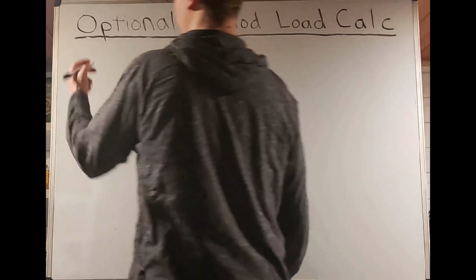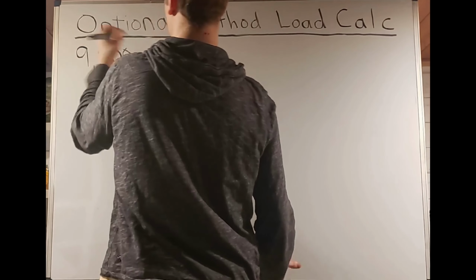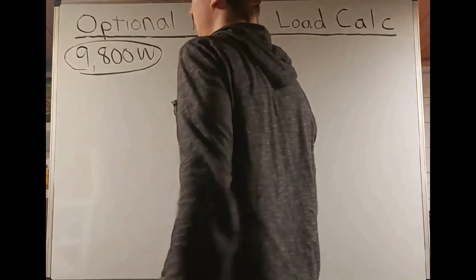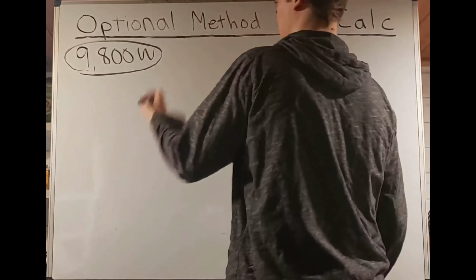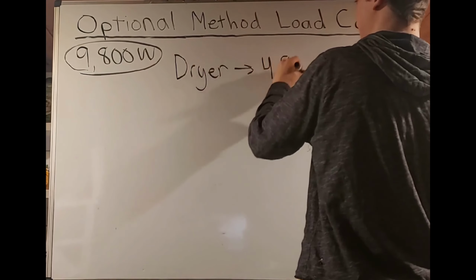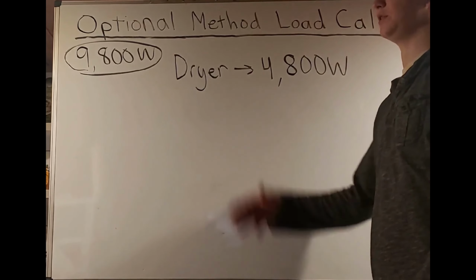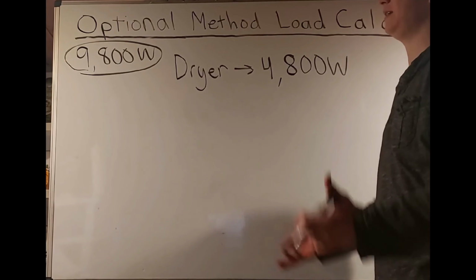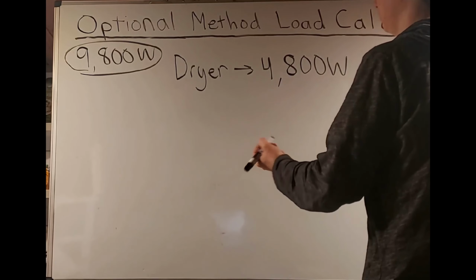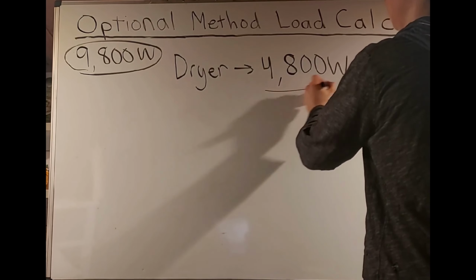Okay, so let's say we're moving on from that same question. We have the 9,800 volt amps or watts. I'll just call it watts in this case, and I'll circle it right here. And let's say now we have an additional dryer, and this dryer is at 4,800 watts. Again, it's the same question, so we're doing the optional method, and we have a single family dwelling. Well, in this case, we're just going to get our 4,800, and we're just going to add it to our 9,800, because there's no demand factors.